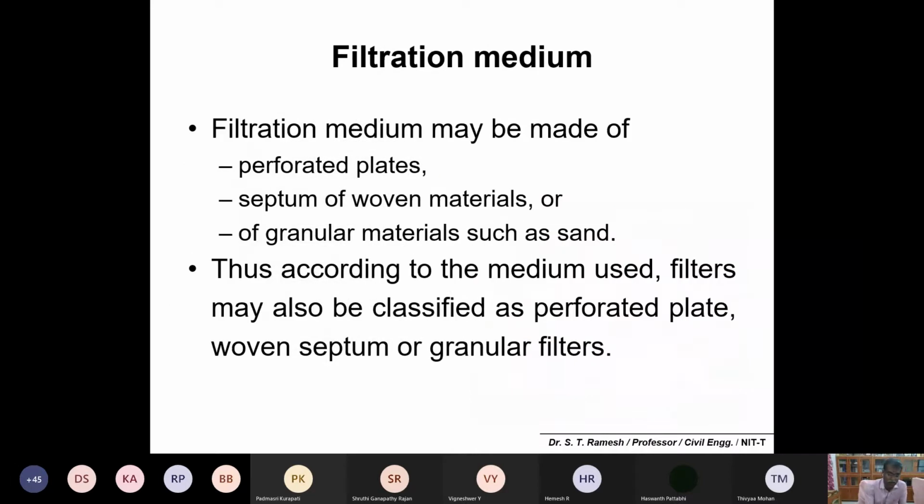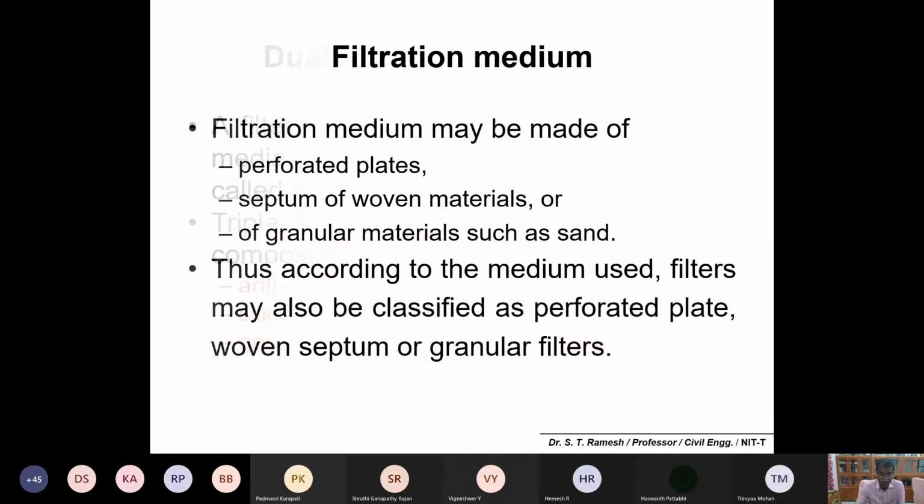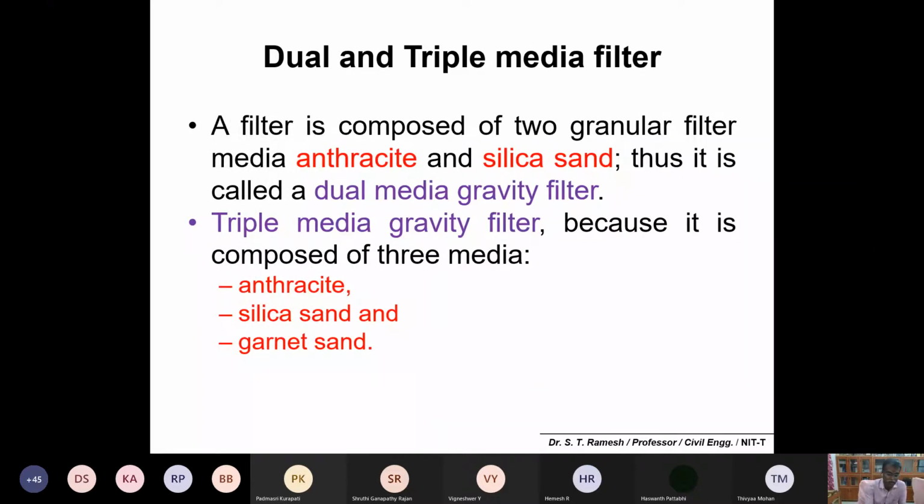As the filtration medium, you can use perforated plates, woven material, or granular materials such as sand. Predominantly, granular materials such as sand are used for filtration operations. If it is a perforated plate, you can call it a perforated plate filter. If it is used with woven material, that is a woven septum filter. If you are using granular sand, you can simply call it a granular filter. Depending upon the different media, you can also classify into dual and triple media. Dual media is anthracite plus silica sand, and triple media is anthracite, silica sand, and garnet sand.